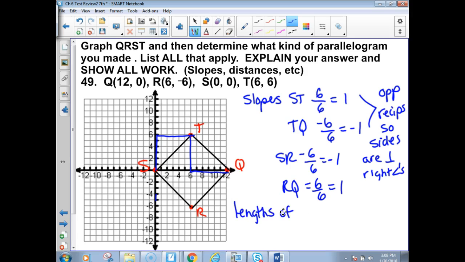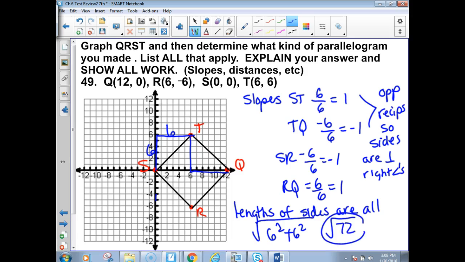The lengths of the sides are all equal. They're all the square root of 6 squared plus 6 squared. That's how you can do it. It's like the Pythagorean theorem. 6 squared plus 6 squared gives me the square root of 36 plus 36, which is 72. So all of the sides have the 6s.